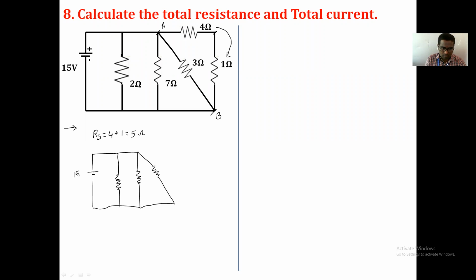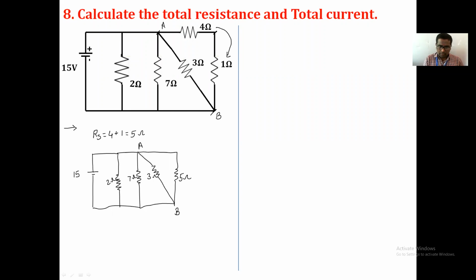This is 15. This is 2 ohm. This is 7 ohm. This is 3 ohm. And this is the point A and B. And in between this A and B, this 4 and 1 ohm is connected in series. So if I want to connect its resultant resistance, then I have to connect in between these 2 points A and B, and I can connect in this way. This is a 5 ohm resistance. Is it clear? Yes or no? Yes, sir.